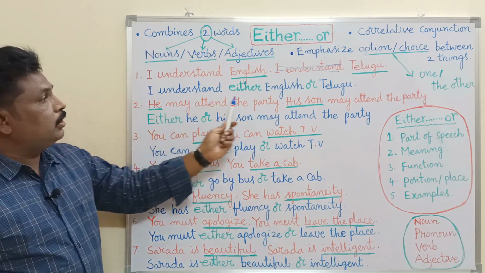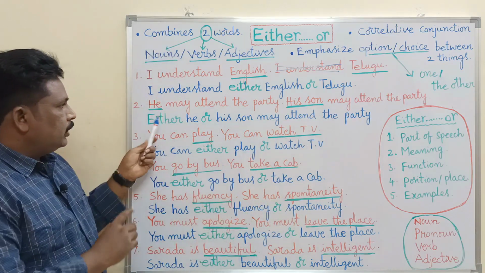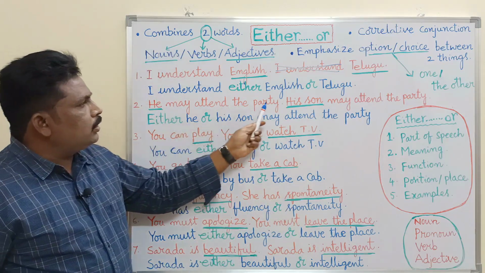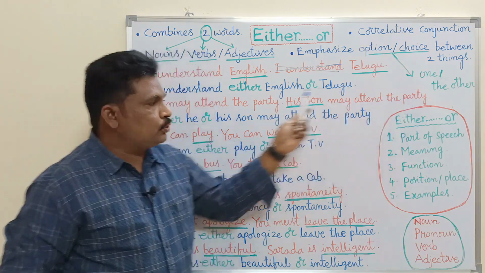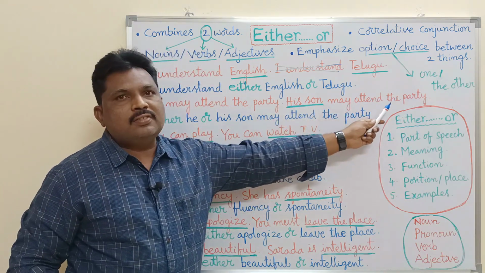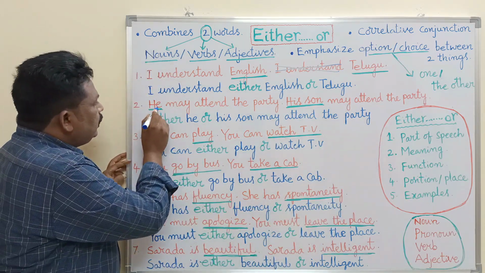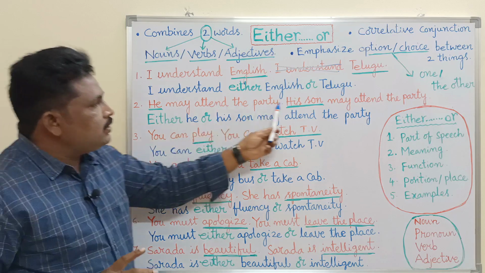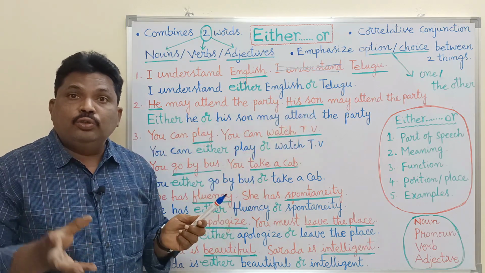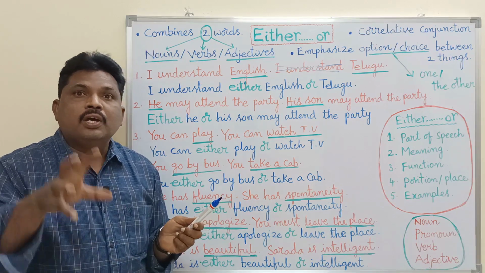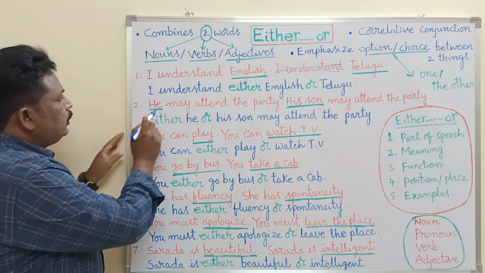He may attend the party, full stop. His son may attend the party, full stop. In the first sentence, the expression is "may attend the party", and in the second also "may attend the party". So two expressions are the same, but what are the different words? Different words: "he" is one word, "his son" is another word. So these two are different. So before those two different words, the conjunction either or is used.